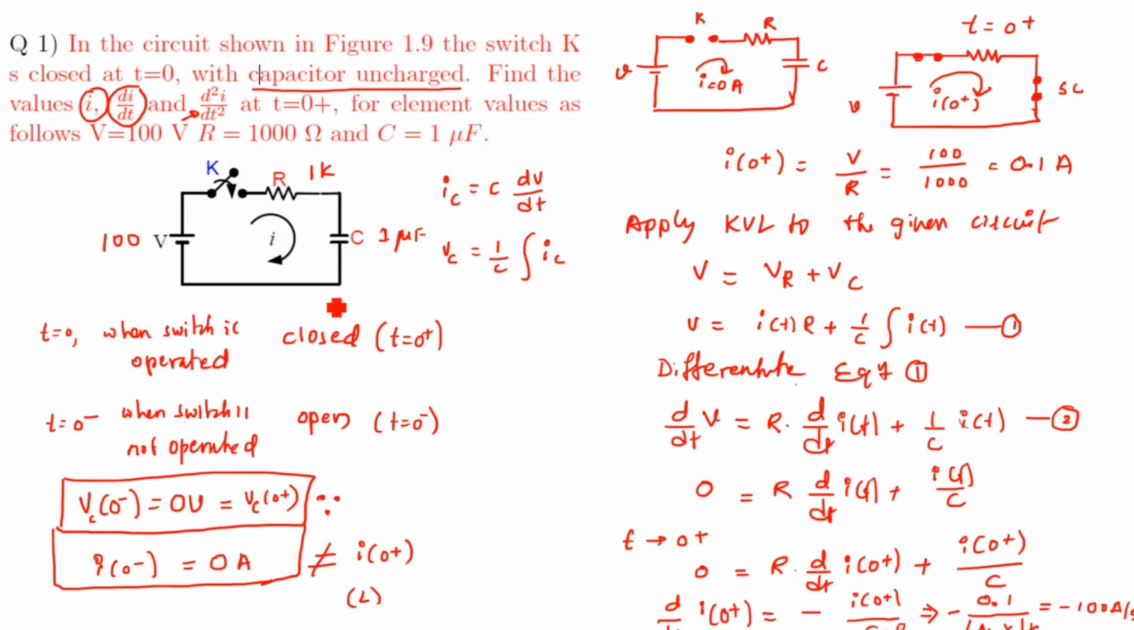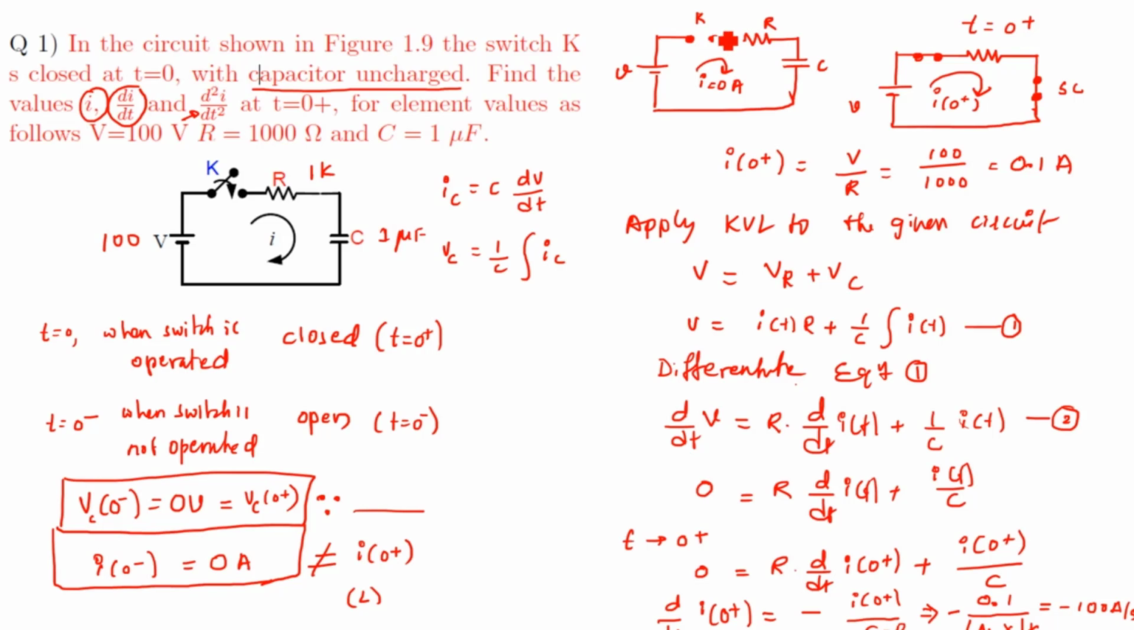So follow these steps. Once again, it will be repeated. Because this capacitor is uncharged, I have written Vc0 minus equals Vc0 plus equals 0 volt. You can write the reason in this case. I have also written the operation of this switch K. When the switch is operated, closed, that is called t0 plus. Before switching, it was open, that is called t0 minus. So this is the equivalent circuit before switching, and this is the equivalent circuit after switching.